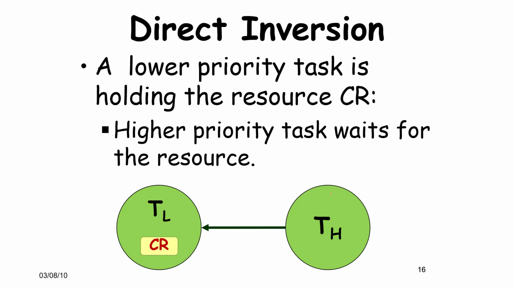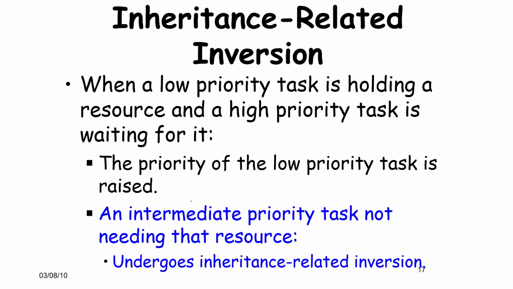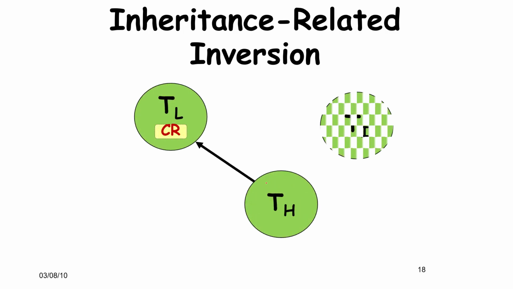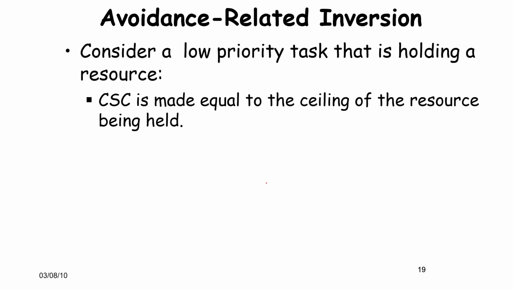So the direct inversion, as we have just described, is TL blocking TH, a high priority task waiting for a low priority task. Inheritance related inversion is basically when the priority of a low priority task is raised and then an intermediate priority task does not get access. This is inheritance related. All right, so this is a classic diagram for inheritance related inversion.